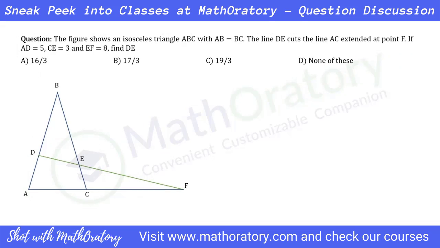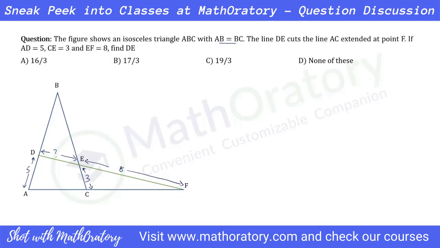In the figure, we have AB equal to BC. So we have an isosceles triangle where AB is equal to BC. Also, the line DE is cutting AC and extended at point F. So that is as given in the figure. A few values are mentioned. So AD is given to us. This is 5 in length. This AD. CE is 3 and EF is 8. Also, the value of DE is required. So we are looking for this length.